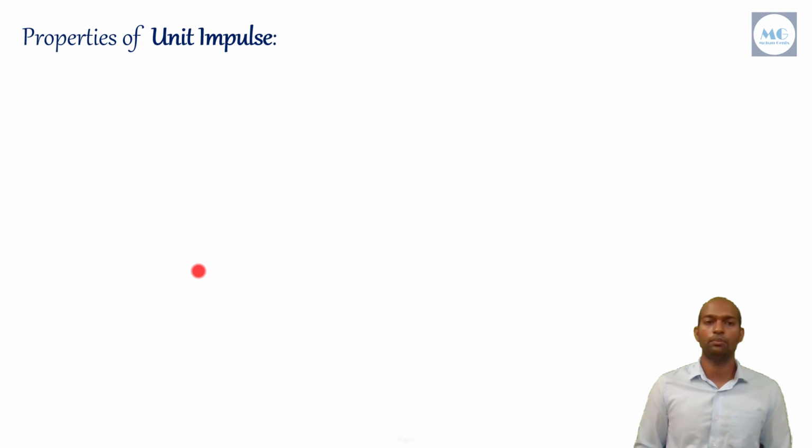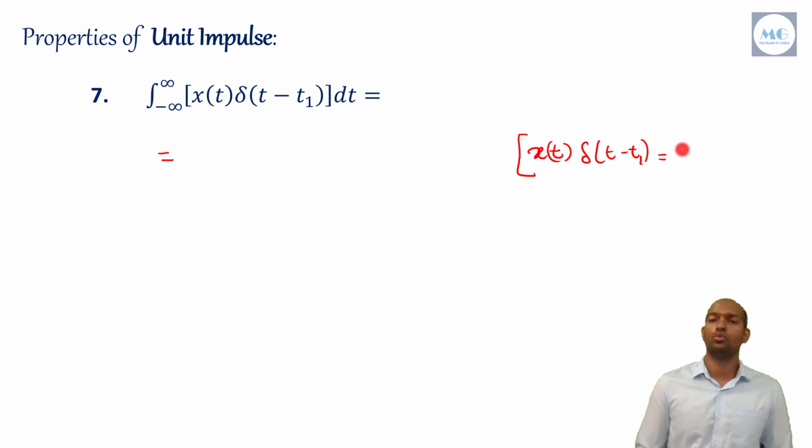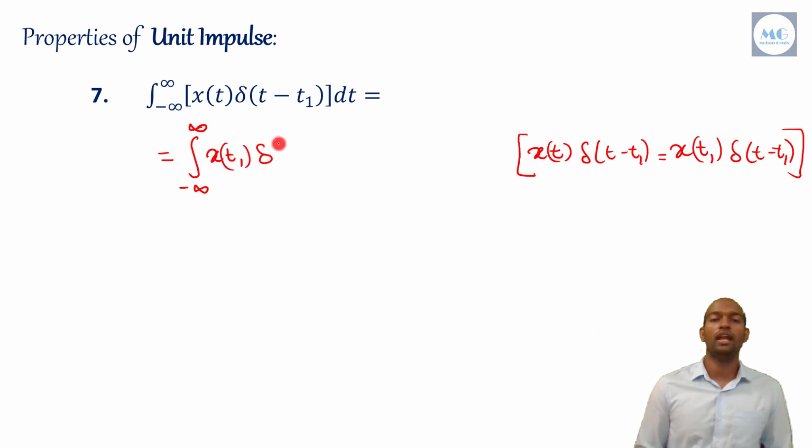So let's move to our seventh property, that is, integration from minus infinity to infinity of x t del t minus t1. So let's solve it. We can solve this by using our sixth property. Our sixth property was x t del t minus t1 is equal to x t1 del t minus t1. We are just using this property here. So this value becomes integration from minus infinity to plus infinity of x t1 into del t minus t1 dt.